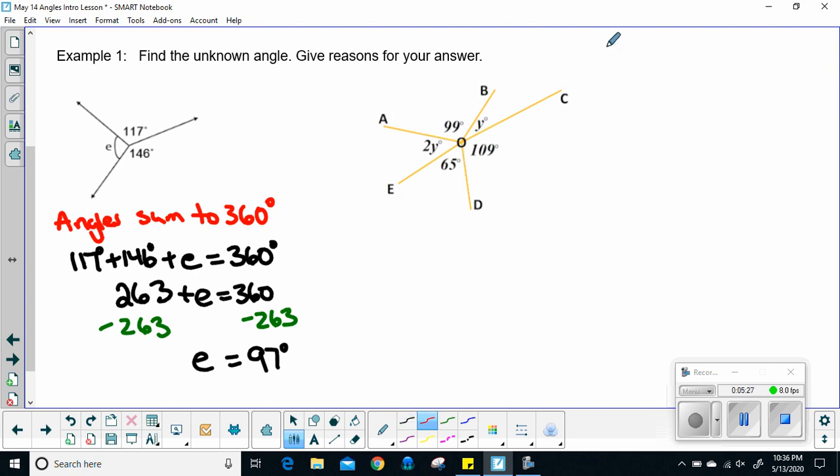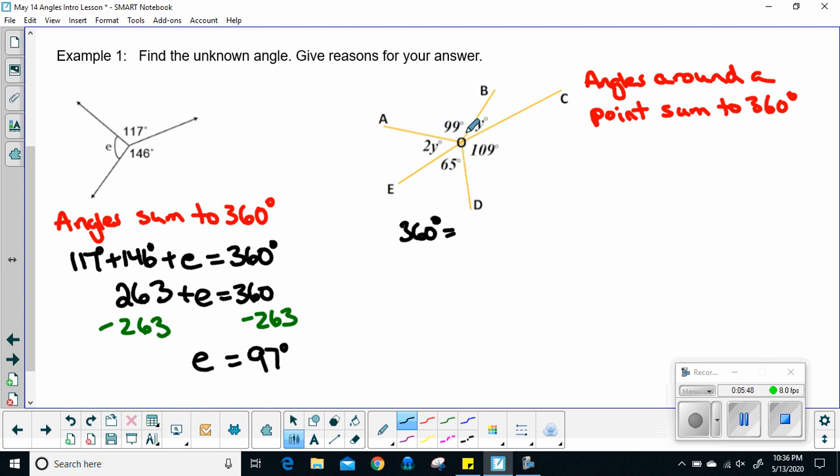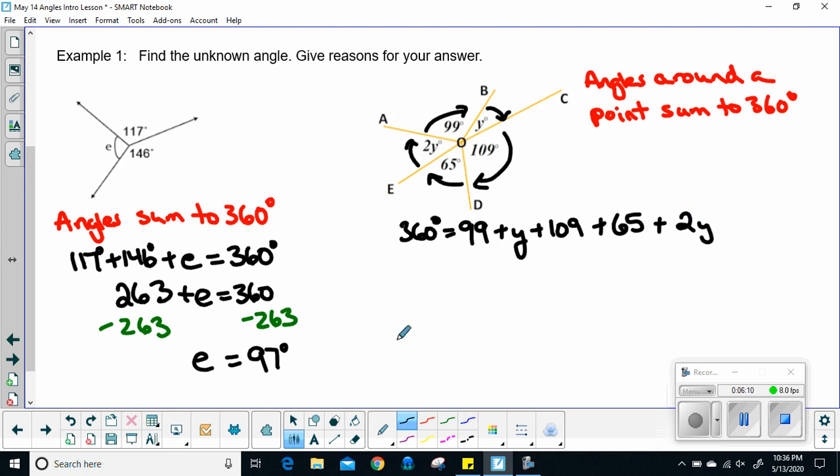All right, let's do this one. So again, my same reasoning is going to apply. My angles around a point sum to 360 degrees. So that means 360 degrees is going to be my total. I'm going to start over here because it's going to take me a long time. Equals, all right, I don't know, let's start at A here and let's work our way this way. So 99 plus Y plus 109 plus 65 plus 2Y. Whew, that's a lot. But that's okay, we got this. So let's see, 360 degrees equals, I've got a Y here and I've got 2Y there. So I've got 3Y plus, let's see here, 99 plus 109 plus 65 equals 273.